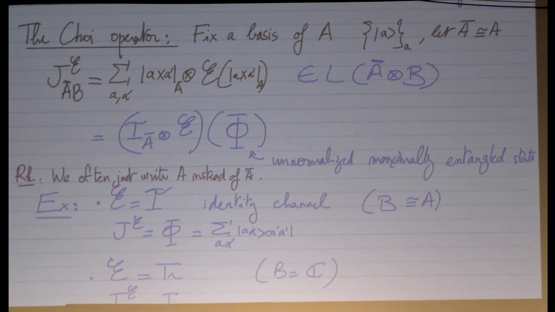Okay, because it's to distinguish between them. A and A bar are two isomorphic systems. Formally the channel is from A to B, so I take a copy of the A system, which is the A bar system, and I don't act on it, and I act on the A system with the channel. So you can think of the A bar system as a copy of A. I could have written A as well, but then I would have two systems which are called the same thing.